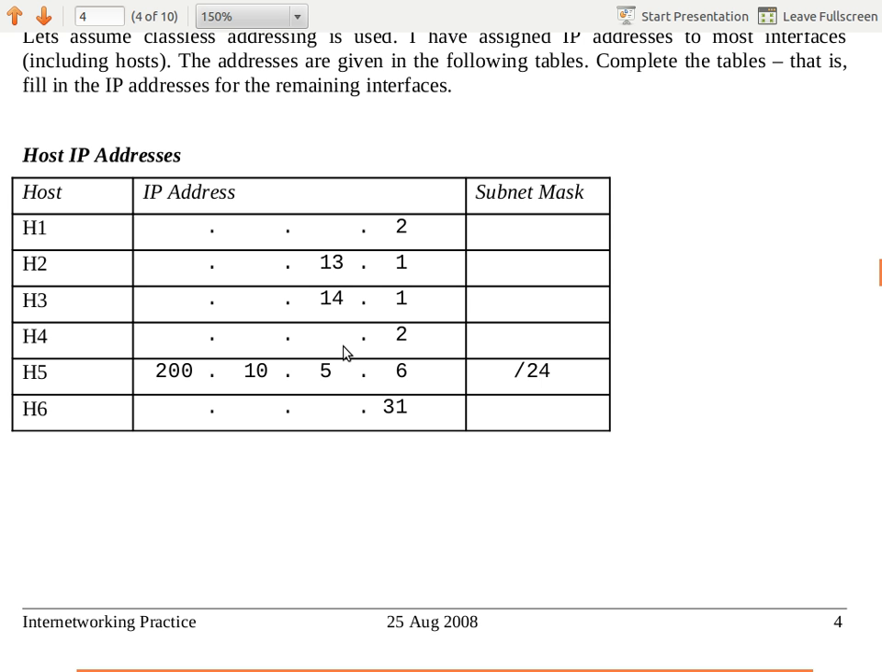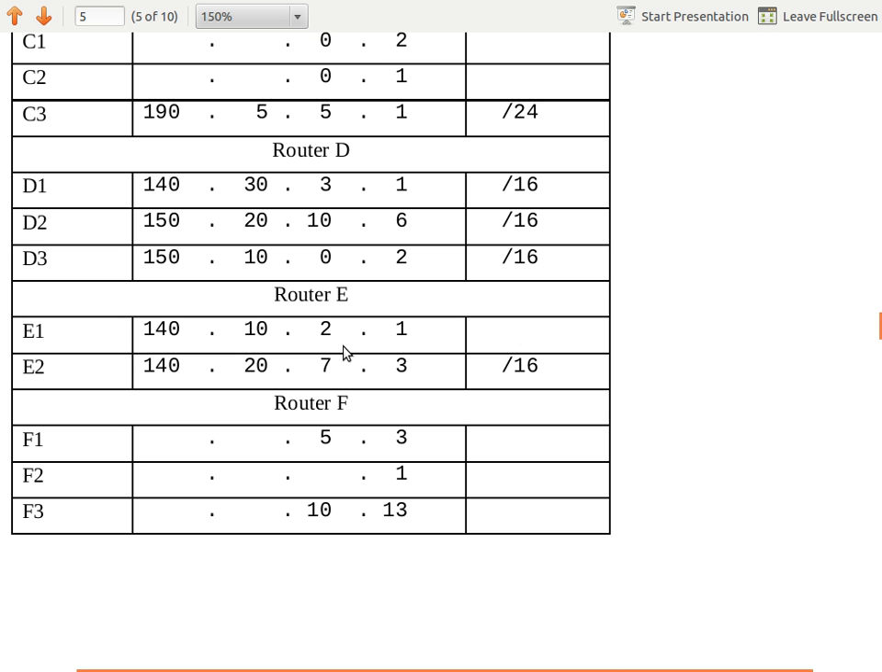So F2 becomes 200.10.5, where that's the network portion. And the host portion of F2 is 1, /24. And then you can do that for all of the other addresses in that table. We'll not do that now.